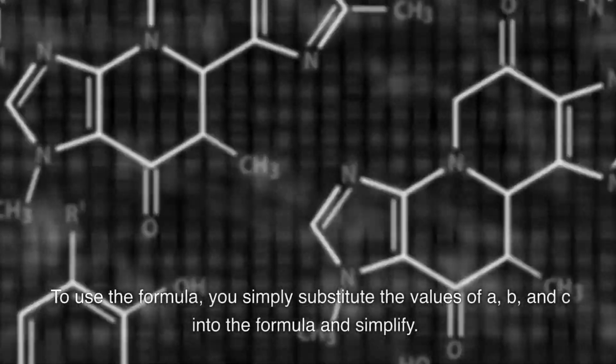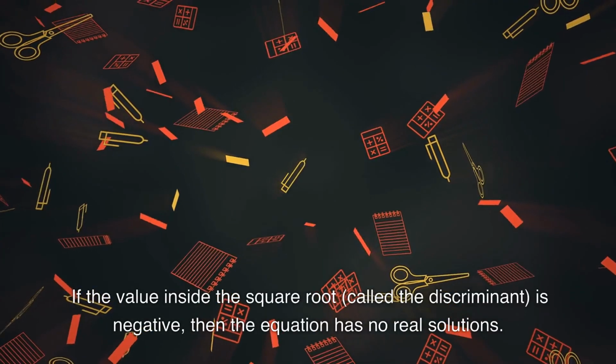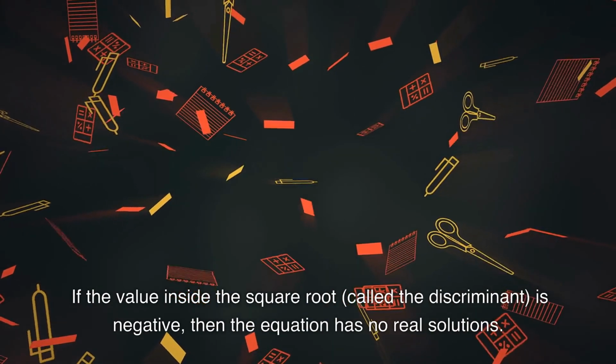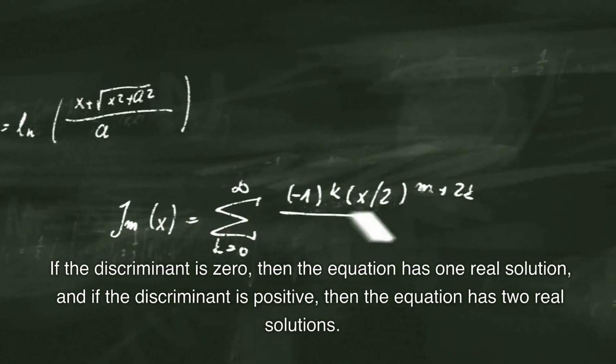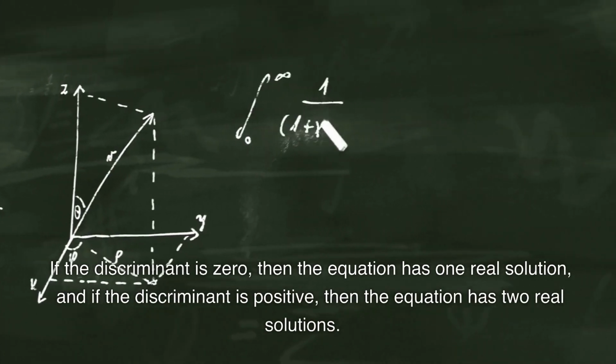To use the formula, you simply substitute the values of a, b, and c into the formula and simplify. If the value inside the square root, called the discriminant, is negative, then the equation has no real solutions. If the discriminant is 0, then the equation has one real solution, and if the discriminant is positive, then the equation has two real solutions.